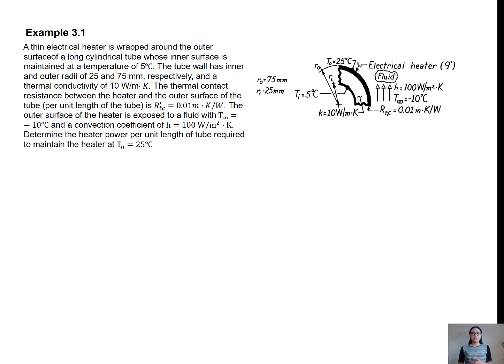Now let's look at an example. A thin electrical heater is wrapped around the outer surface of a cylindrical tube. So this is the heater.